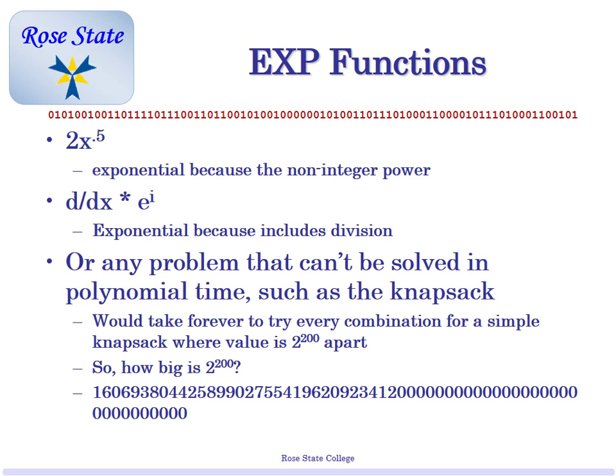It would take forever to try every combination of a simple knapsack if the numbers are 2 to the 200th apart. So how big is 2 to the 200th? Someone asked me that actually this semester already. Remember, we use a simple knapsack that is only 3 or 4 long. Imagine the numbers being that far apart. Even if the first one was 1, the second one is bigger than that. So it's a very, very large number.